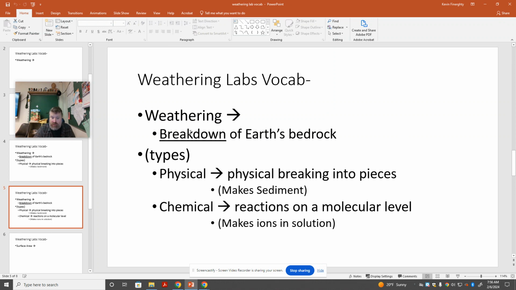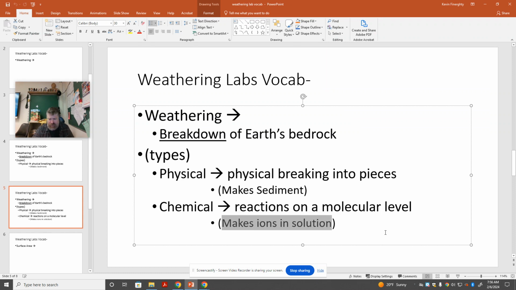Now, this is a review of what we did last week. Those 2 types of weathering: physical breaks things into bits and makes sediments, whereas chemical works on a molecular level. This sentence sometimes scares people, but it's really a simple idea. If you've made Kool-Aid, you put sugar into water, you stir it, and it dissolves, right? Kool-Aid is a sugar solution. In nature, soluble rocks that dissolve go into solution, like salt water is a solution in the ocean, right? And that happens by chemical weathering.